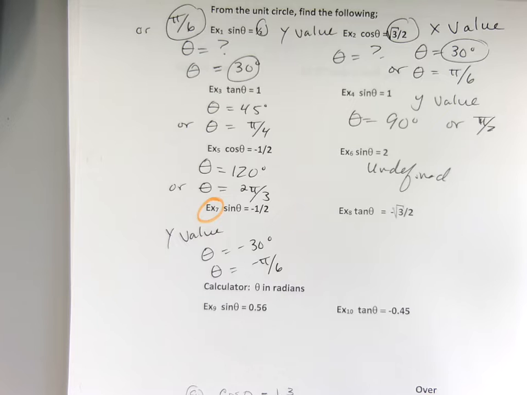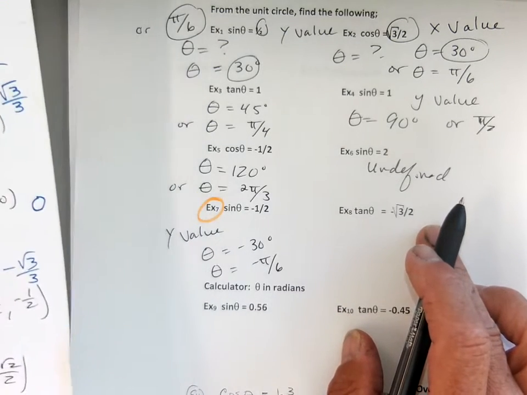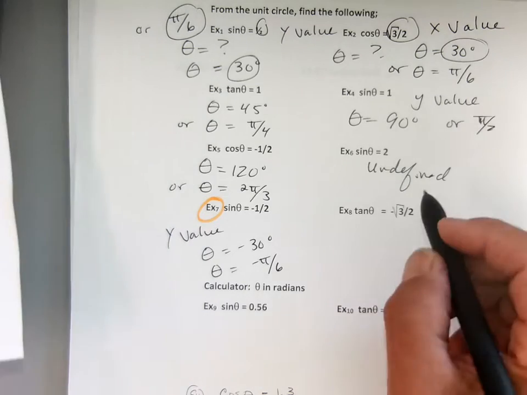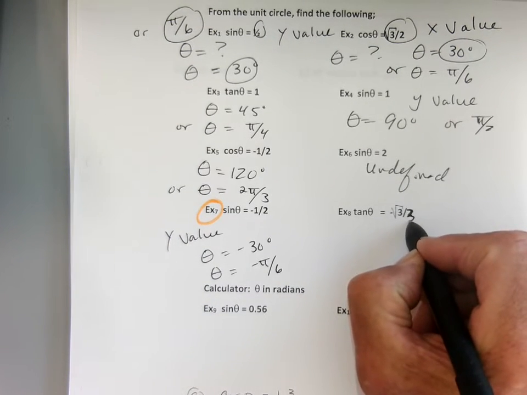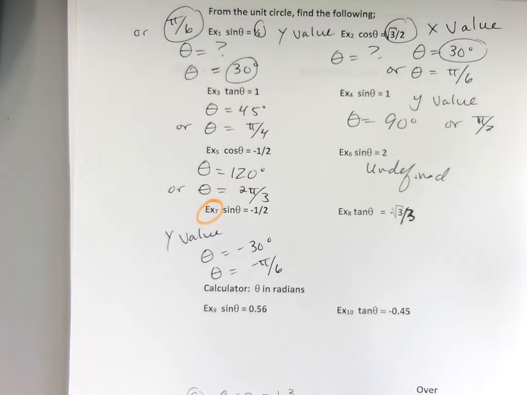Tangent, negative square root of 3 over 2. That is not correct. Negative square root of 3 over 3. Change that to negative square root of 3 over 3, and just accept the fact that I make mistakes, okay?